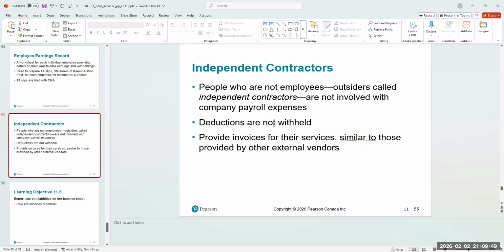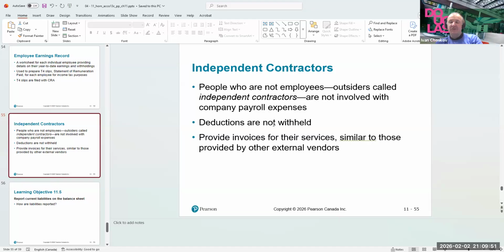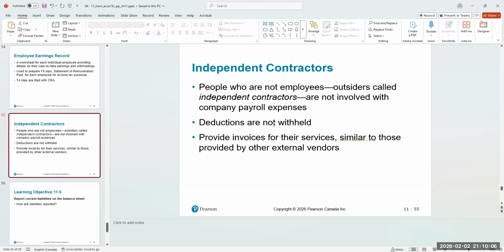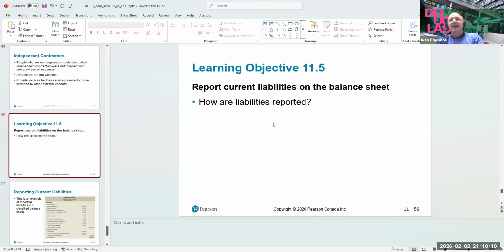Again, it's not an accounting question, it's a tax question. There's no financial reporting for those. For those, the reporting is that they're expenses for the company. Okay, that's interesting to know, thank you. So, how are we going to report this current liability on the balance sheet?